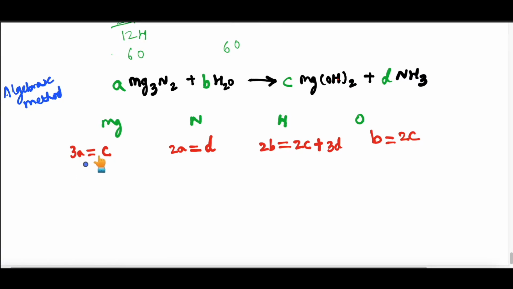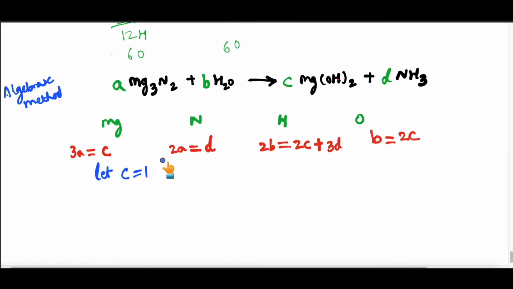Yes, we will assume the alphabet which is repeated the maximum number of times to be 1. So let us see: A appears 2 times. C appears 3 times. D appears 2 times, and B appears 2 times. So here we notice that C appears the maximum number of times. So we will assume C to be 1. So let C be 1.